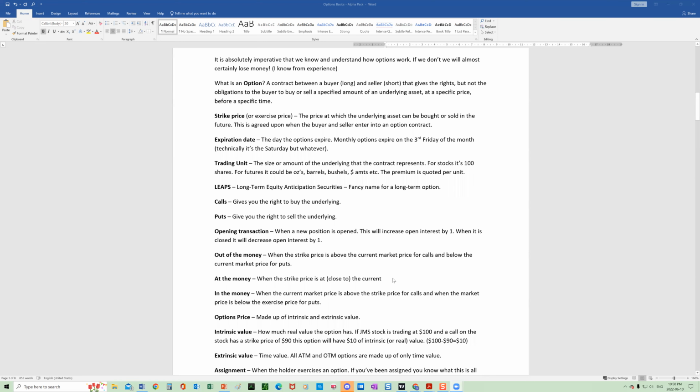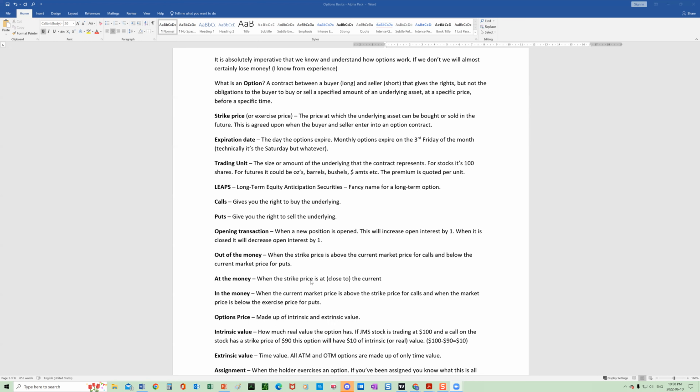Out of the money, basically with the strike price for calls, would be anything that is above the current market price. So if SPY is at 390, anything above 390 would be out of the money for calls. For puts, anything below 390 would be out of the money. At the money is basically just the closest strike. In the money is where you now have what's called intrinsic value. So for SPY, if you had a 385 call and the price is 390, then you are in the money.